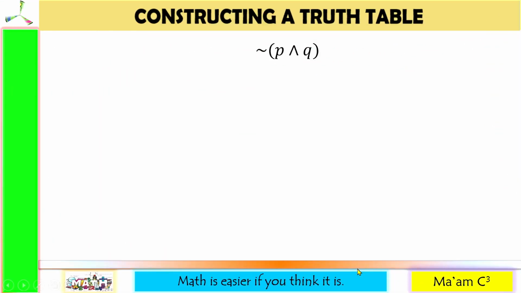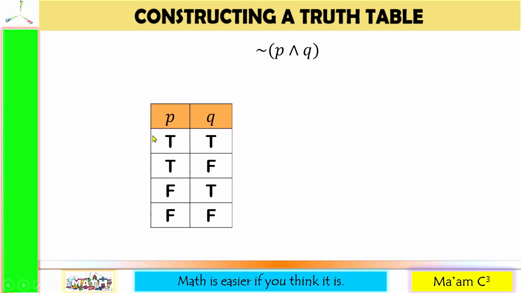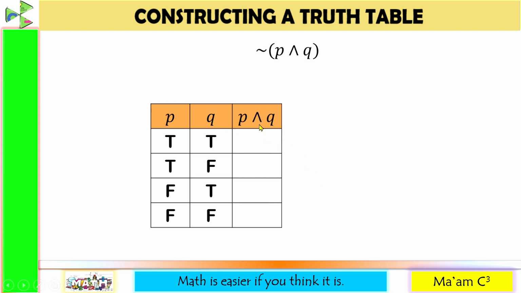Let's have another one. This time I have not, P and Q. So again, two propositions, two columns, and four rows. You already know how to construct the possible combinations. Two truths and two falses. Then alternating true, false, true, false. Now, since this is in a parenthesis, it is in a group, I'm going to perform this one first. So I'm going to add a column for P and Q.